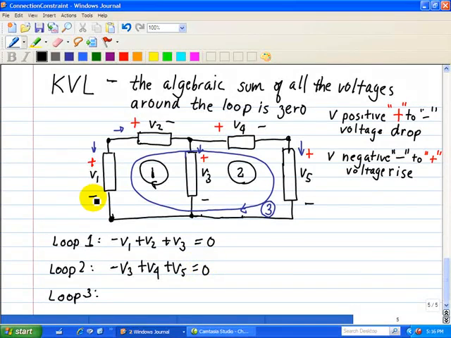Finally, for loop 3, we're going through devices 1, 2, 4, and 5. So here, this would be a negative V1. We're entering a positive V2 and a positive V4 and a positive V5, and that's all equal to 0. And that's it associated with writing the KVL. What we're going to do next is assign some numbers in terms of what we're given in certain voltages, polarities associated with some devices, and then find the voltages associated with devices that need to be found.